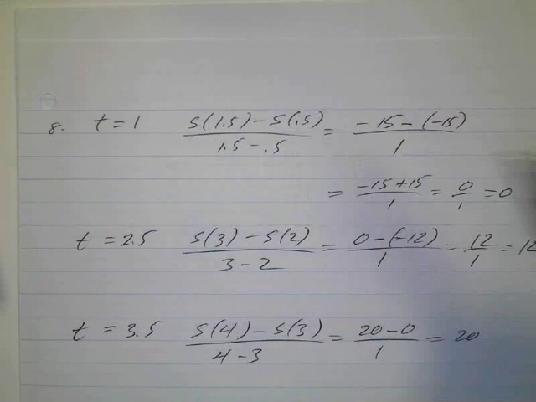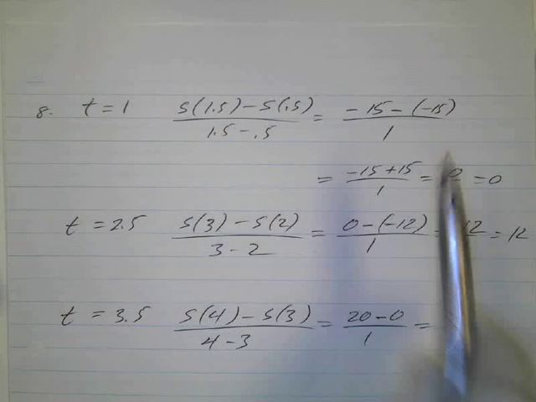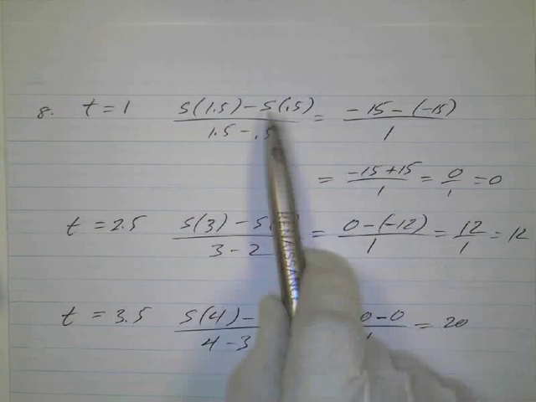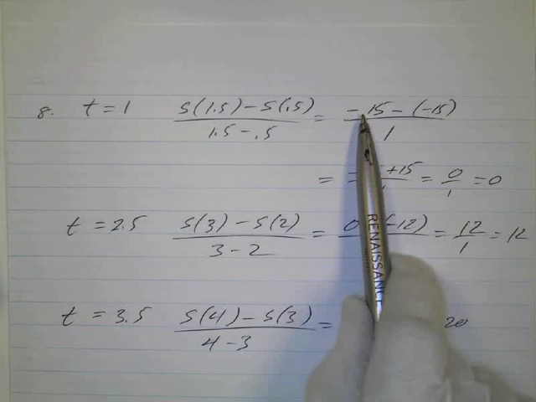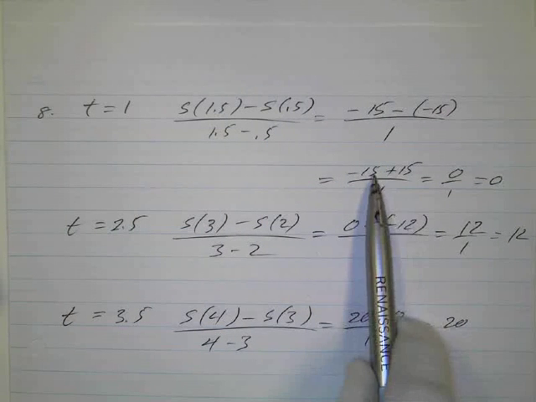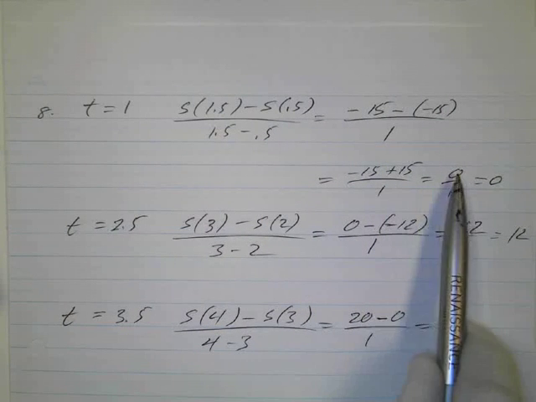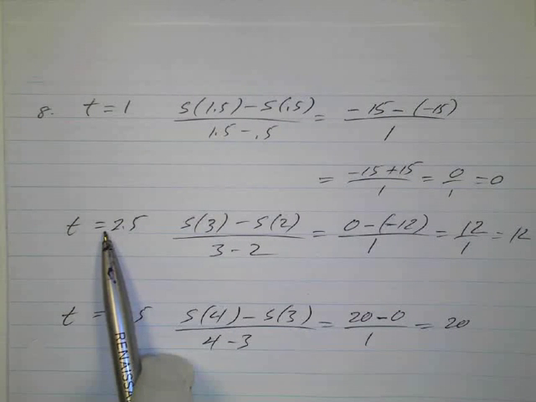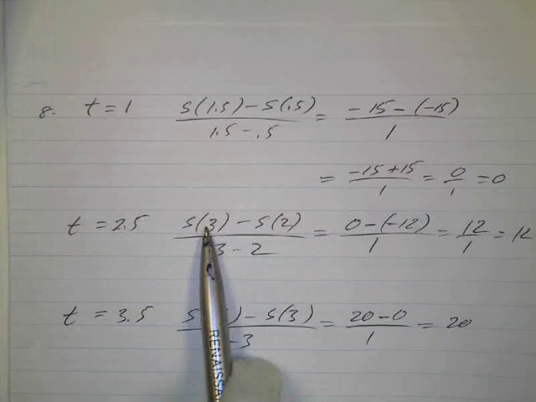There's a lot of this on here, so make sure you're up to that. When I looked at the table, this was negative 15, and this was also negative 15. So I had negative 15 minus negative 15, which is negative 15 plus 15, which is 0, over 1, so that was 0.